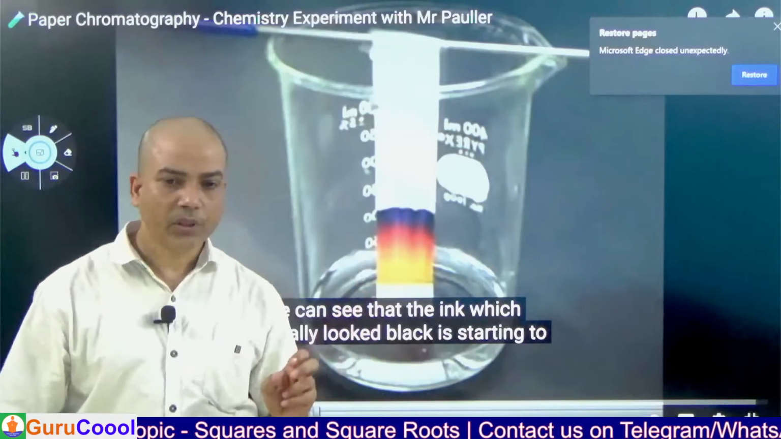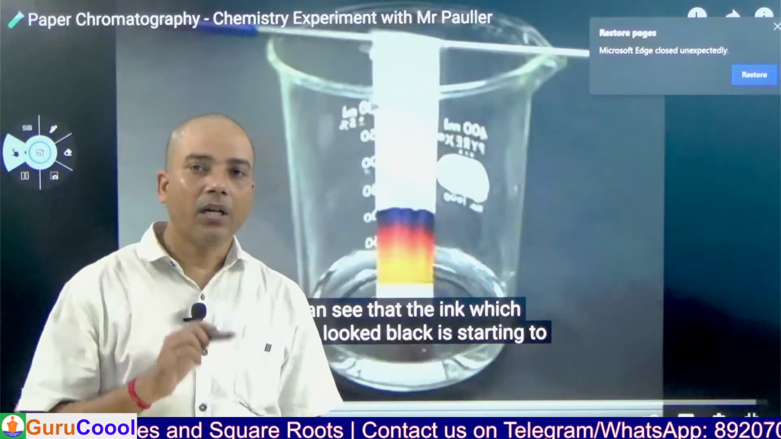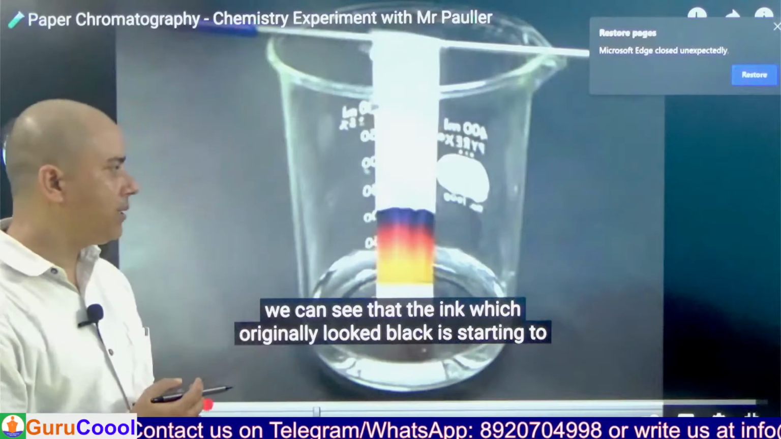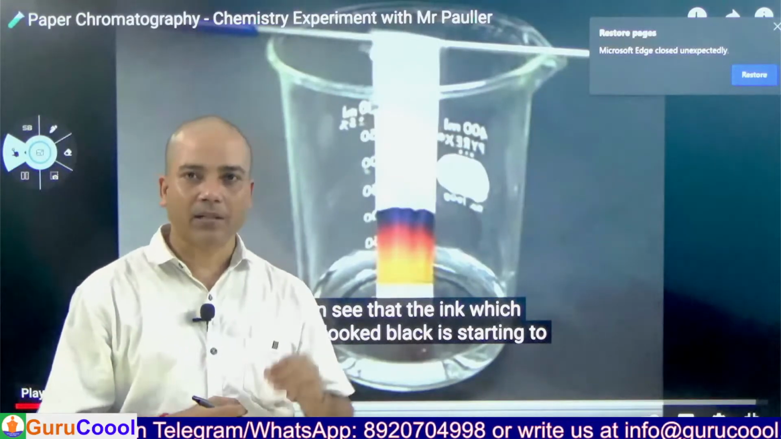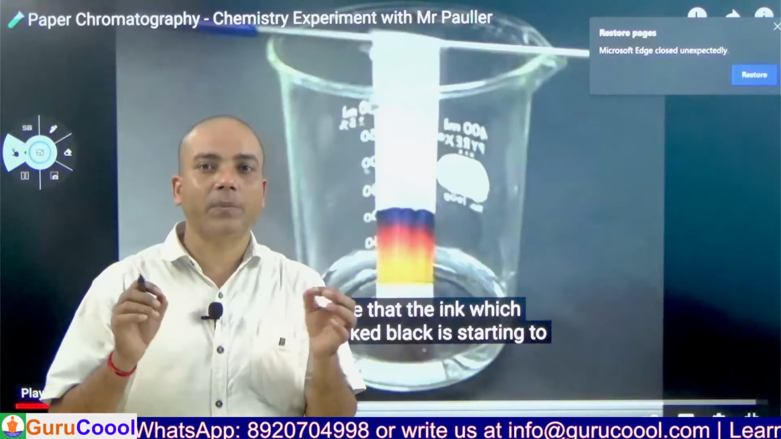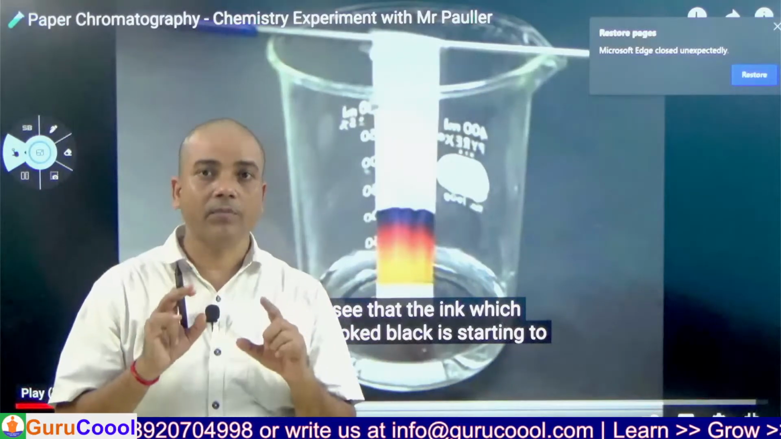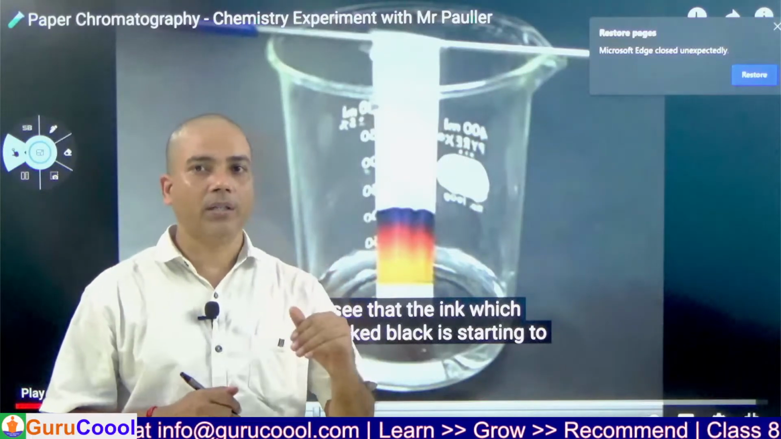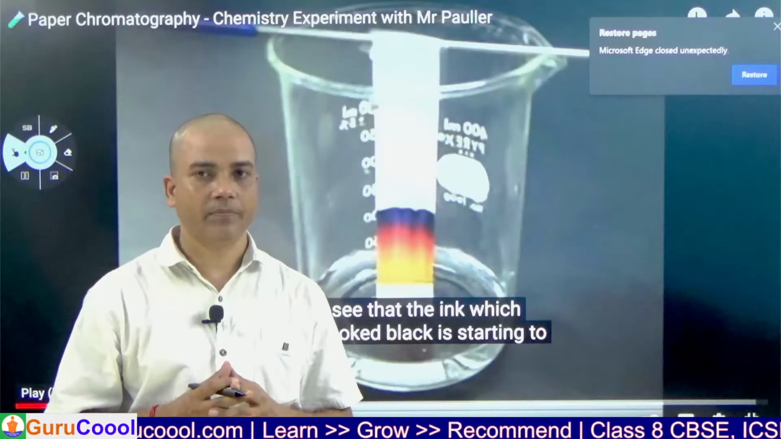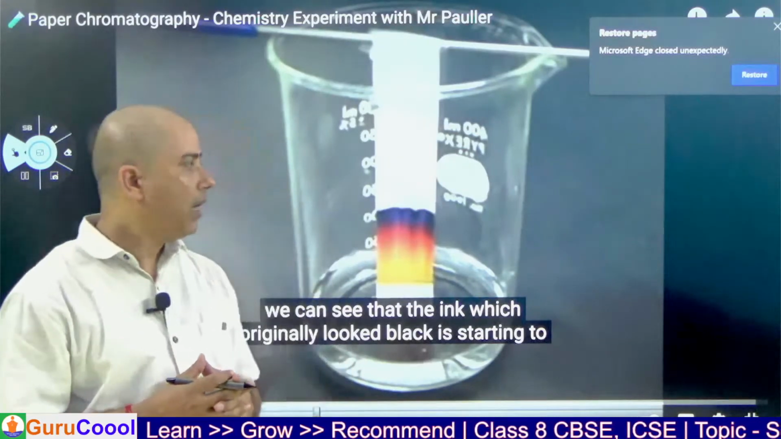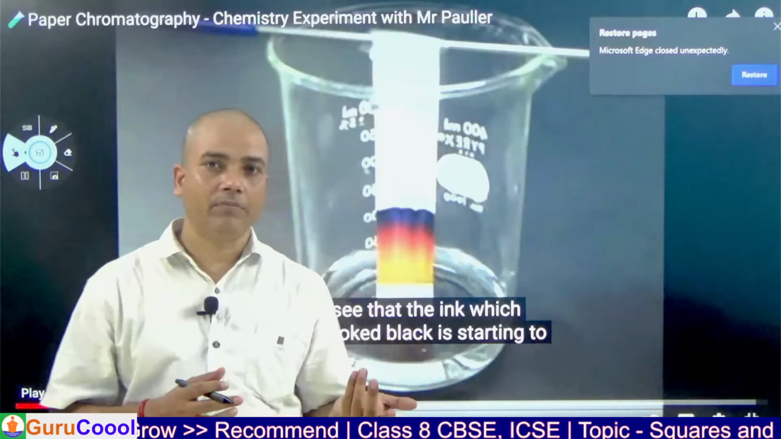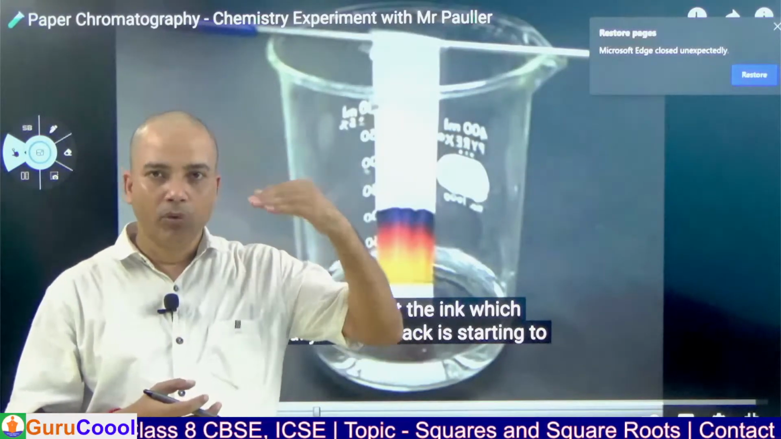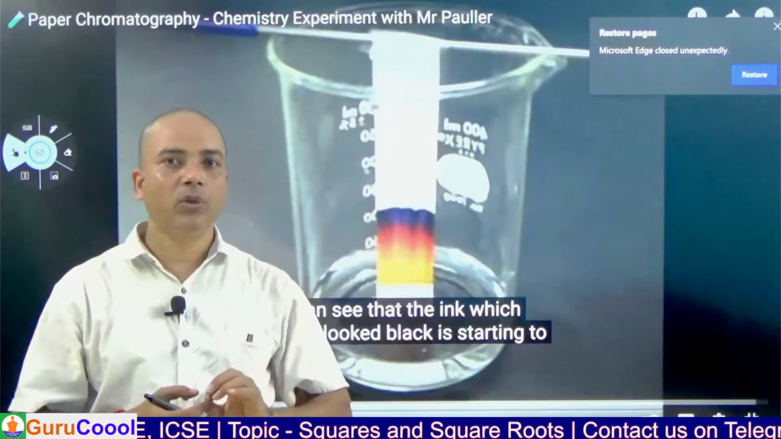Yes. What happens actually is that the color components like red and green, whatever they are, travel with water at different speeds. This is important, remember. Different color components travel with water at different speeds. Maybe, I'm not sure which one will travel faster, but maybe green will move faster and red will move slower.